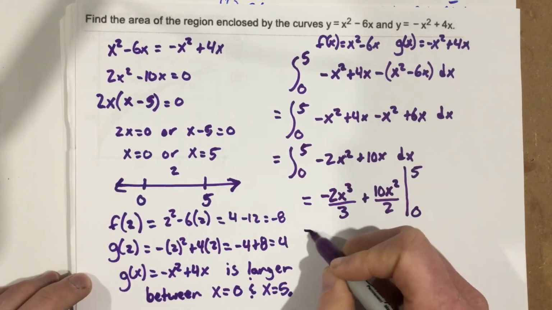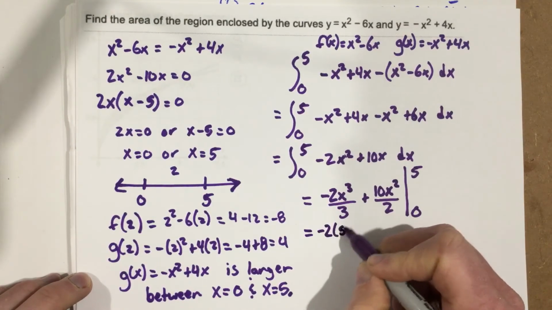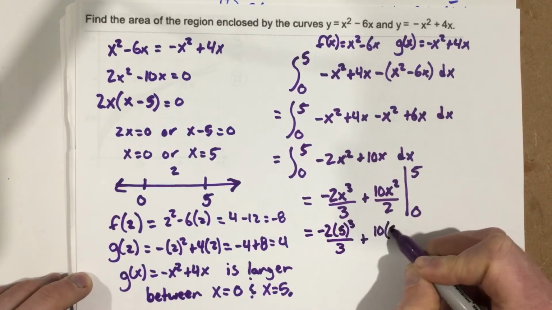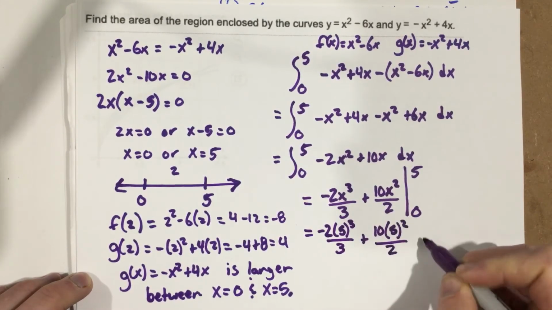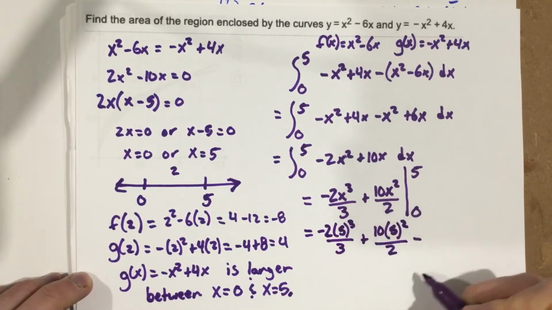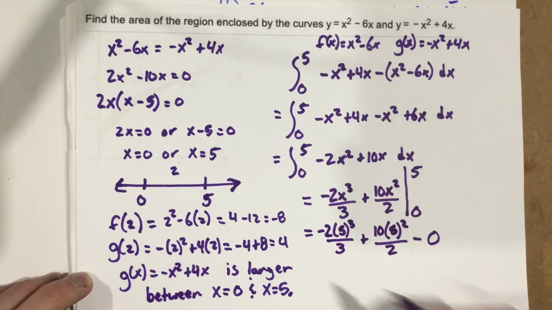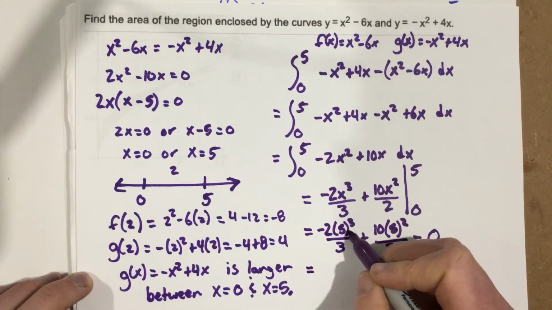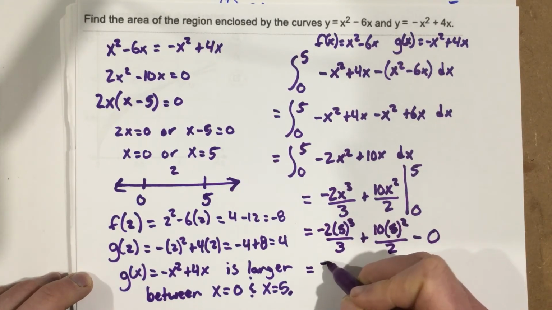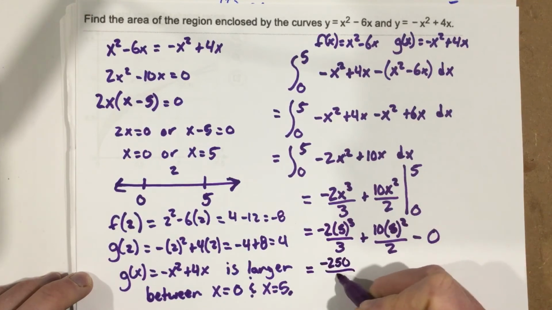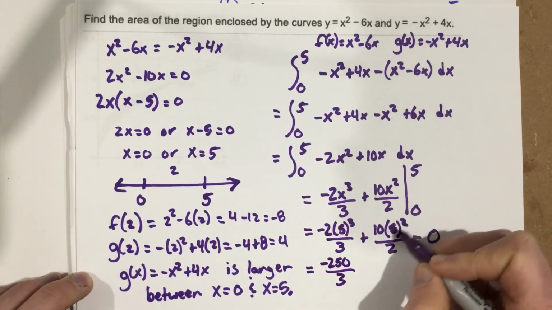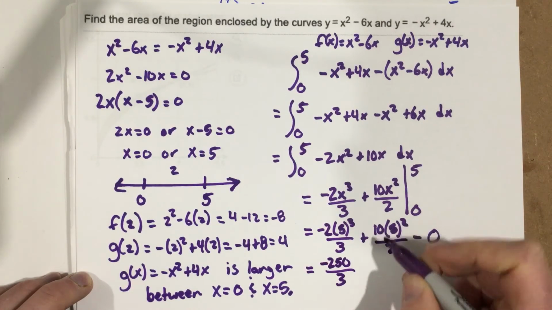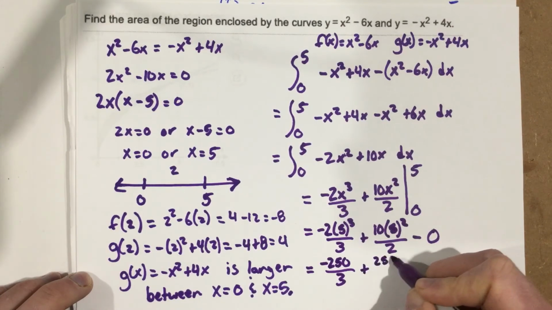So now let's plug all that in. We get negative 2 times 5 cubed over 3 plus 10 times 5 squared over 2 minus, when we plug 0 into each of those terms, we get 0 there. 5 cubed is 125. So we have 125 times negative 2. So we get negative 250 over 3. And then 5 squared is 25 times 10. That's 250. So we have plus 250 over 2.